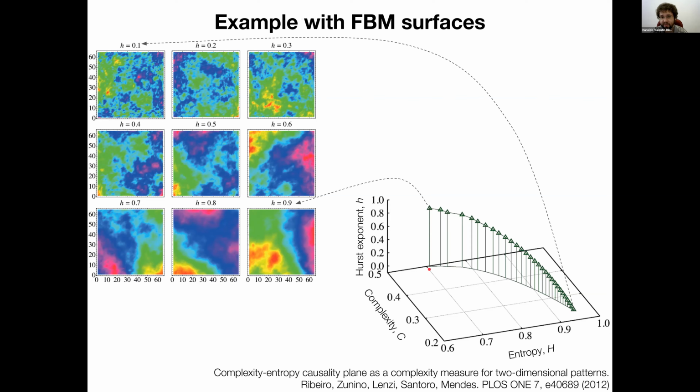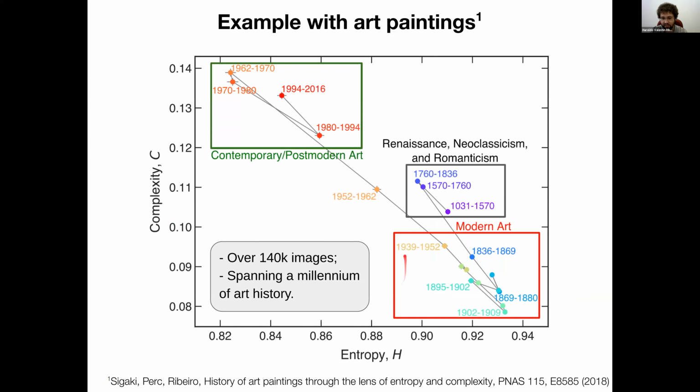And just to give a final example of this, we actually applied the complexity entropy plane to investigate art painting. This is just a simple example where we obtained a lot of images from art paintings, and we estimate the values of entropy and complexity for each one. And after that, we average the values inside some time window. So that's exactly what I'm showing here.